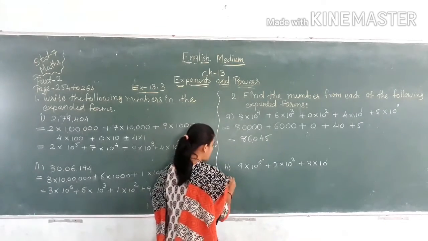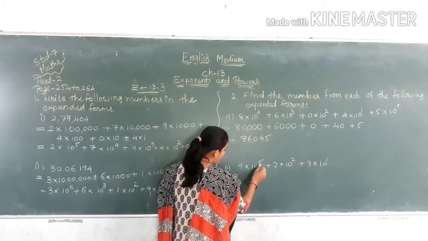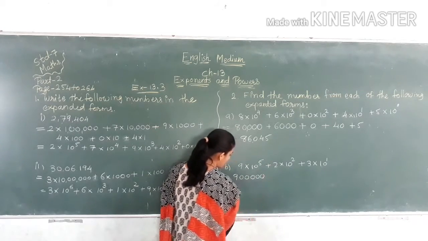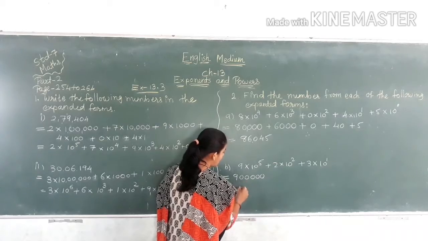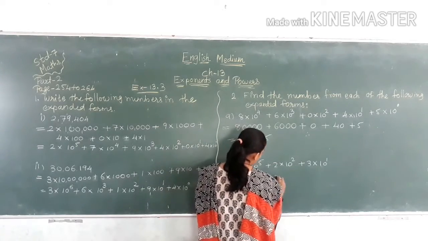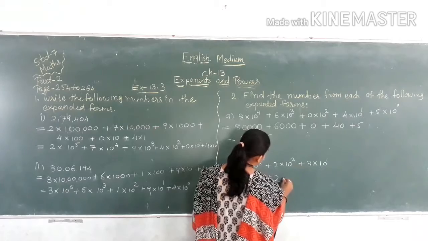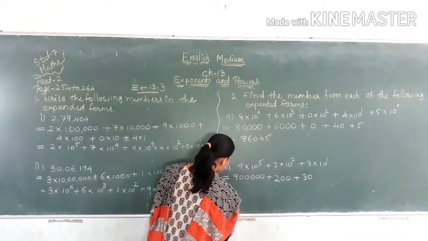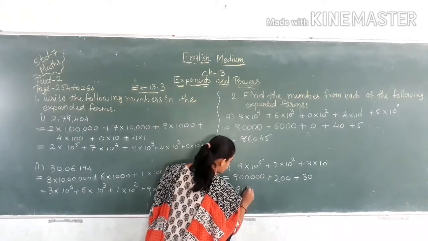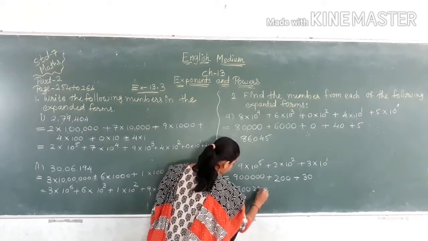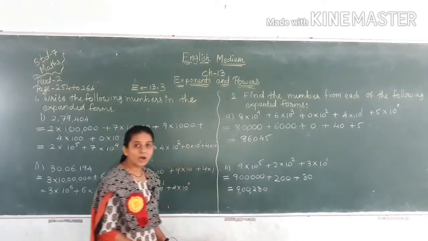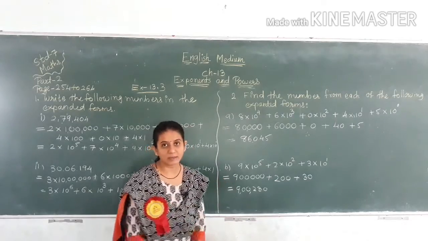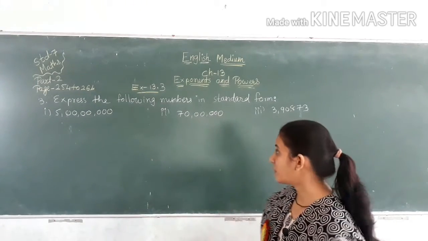Now here next, 9 multiplied by 10 raised to 5. That means 9 lakh. 9 lakh plus 2 multiplied by 10 raised to 2, that means 200, plus here 30. So 9,00,230. Now next question, question number 3.